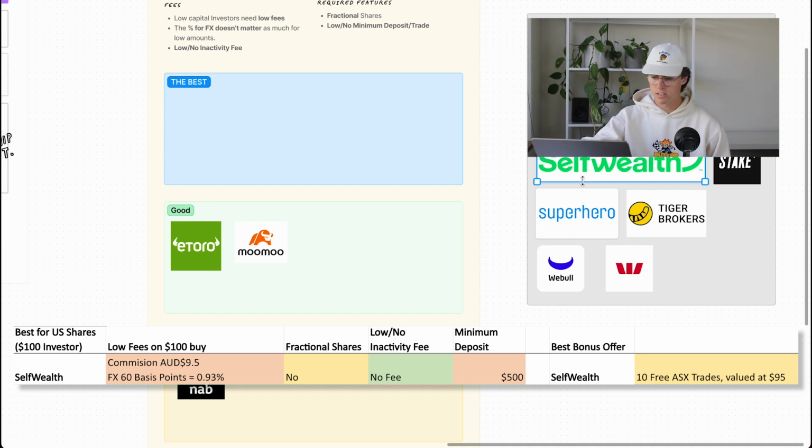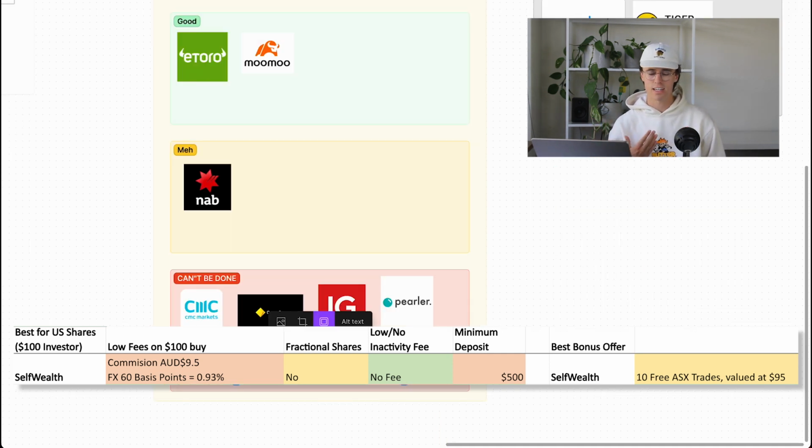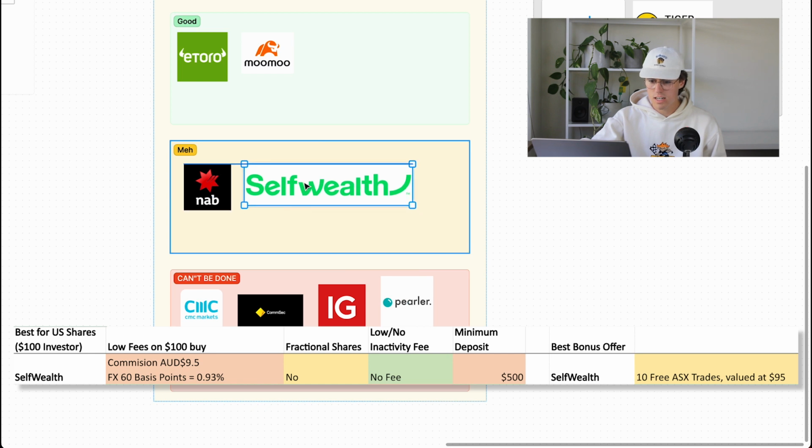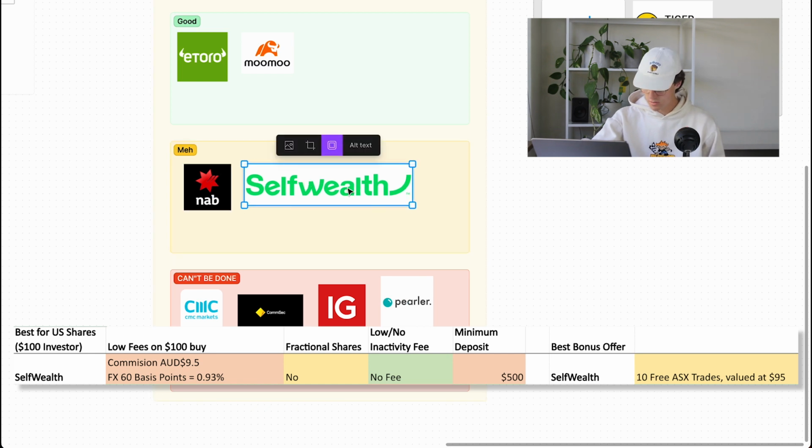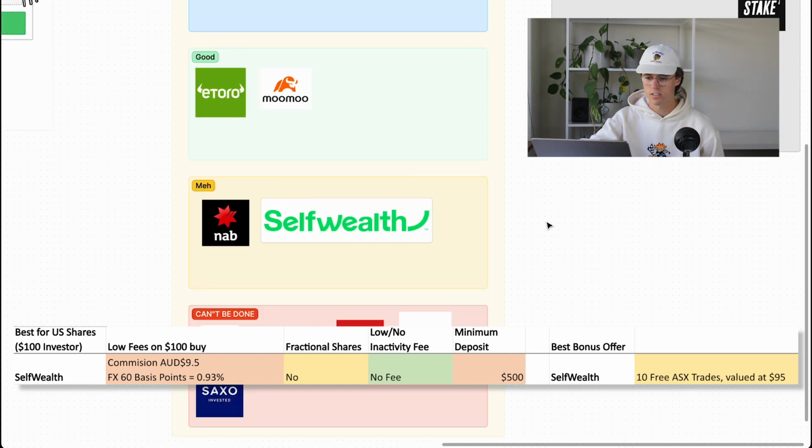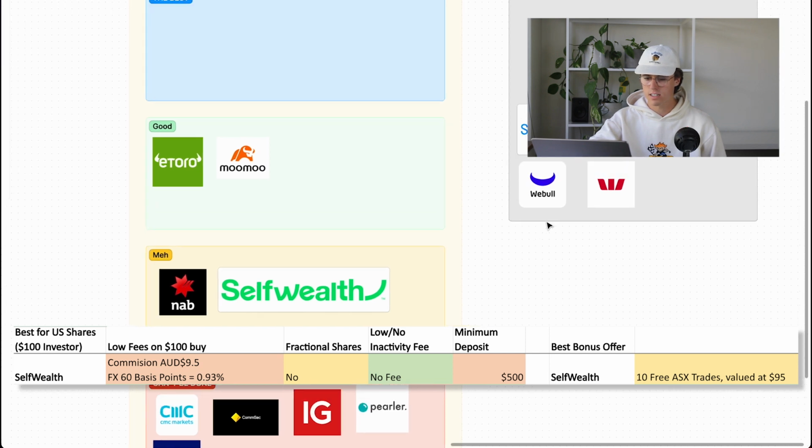Self-Wealth does have a good bonus because we're $100 investors and we need to take the most amount of money out of these apps as we can. They'll give you 10 free ASX trades. So if you can figure out how to get around that $500 minimum deposit, so you save up for 5 months, you can get your first 10 trades free if you use the bonus link. So maybe it's actually in the meh category because you get free trades. Still a little bit expensive after that, and the minimum deposit makes it a bit annoying for us. But if you can somehow get into $500, you can trade 10 times for free. So I guess it kind of makes it meh.